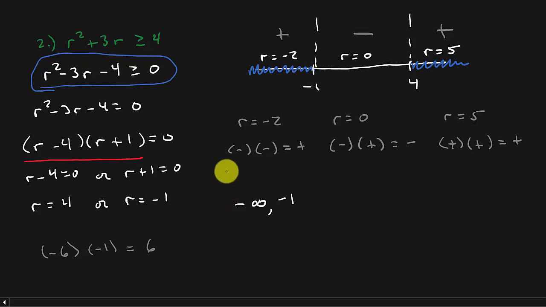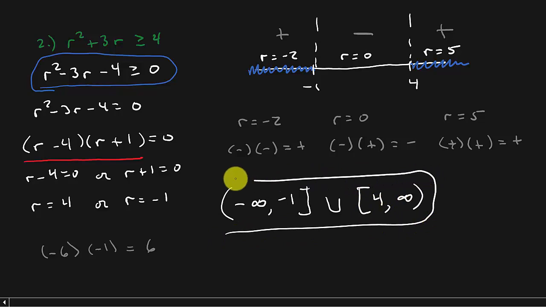Now remember, this is an or equal to inequality. So that means the -1 is included. So we're going to put a bracket there. But remember, infinity or -infinity, you're always going to put a parenthesis there. You can't include infinity. And then we're going to go from 4 to positive infinity. So that's 4 to positive infinity. And this is your answer. All right.